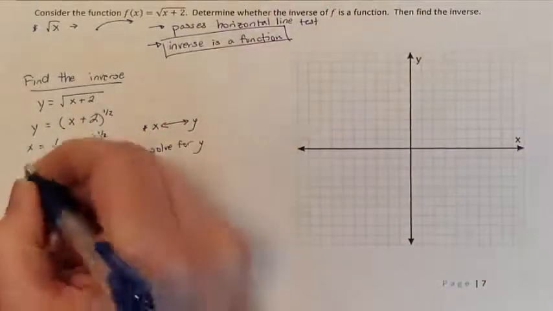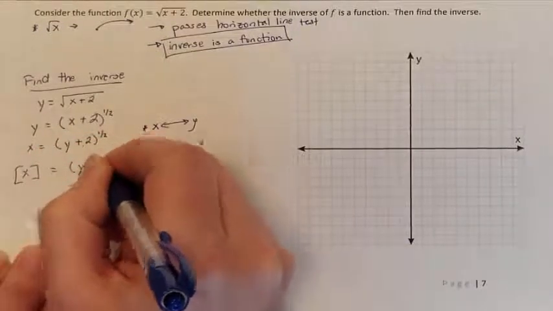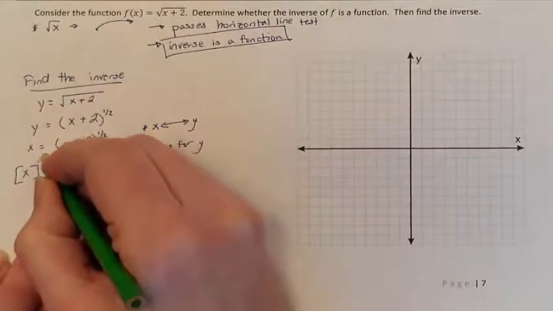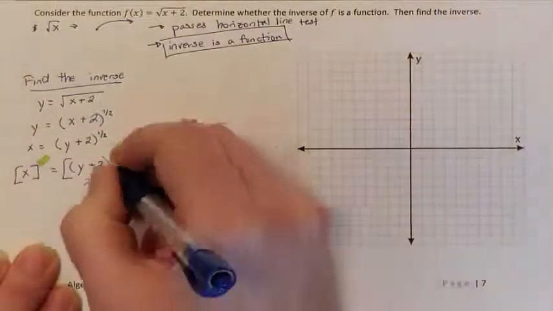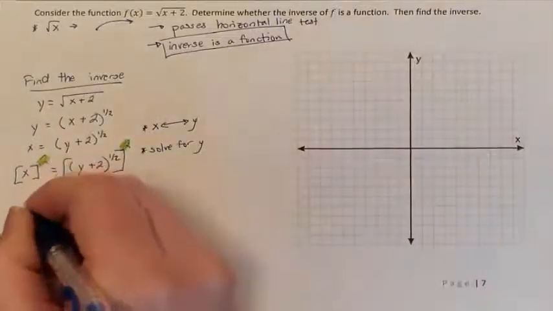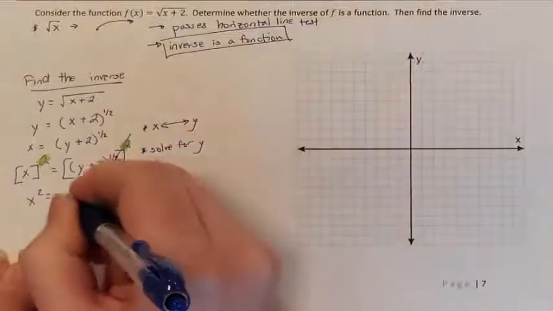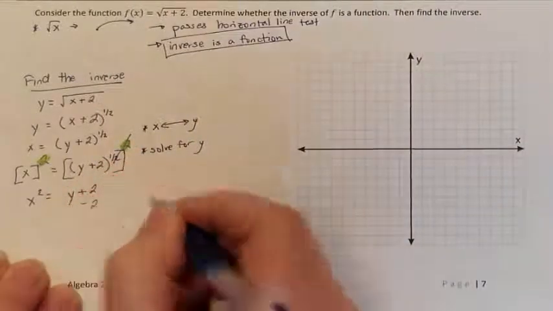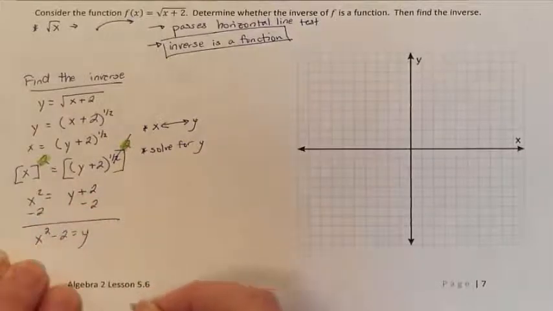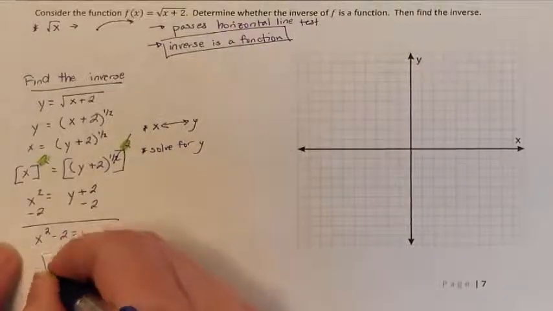So I need to raise both sides to an exponent where these two exponents will multiply together and give me a 1. So this is 1/2 times 2, so both sides are going to get raised to the second power. So this is x squared equaling, the 1/2 times 2, 1, cancel each other out, so I have y plus 2. Solving for y, I have x squared minus 2 equaling y. That means my inverse is g of x equals x squared minus 2.